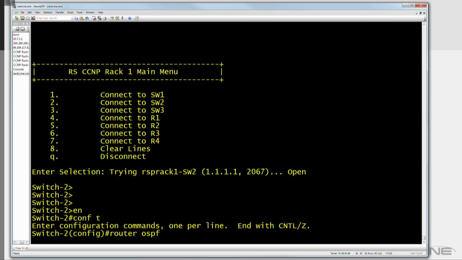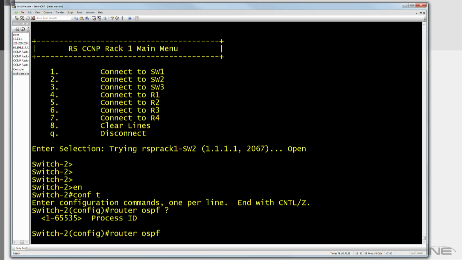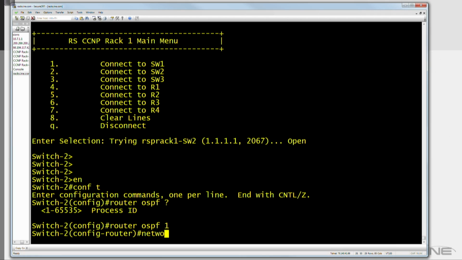Router OSPF, and you can see here my process ID, a locally significant value. You've got quite a range of values you can choose from. Most people usually just start with 1. And I'm going to say network 2.2.2.0 with the appropriate wildcard mask, and that's going to be in area 1.